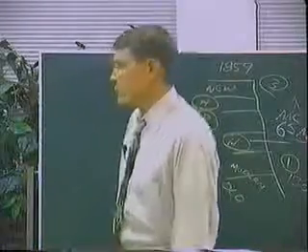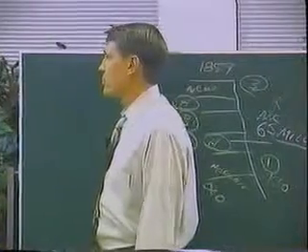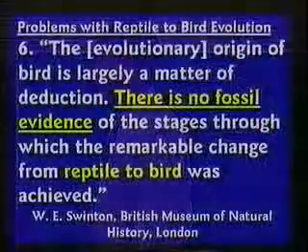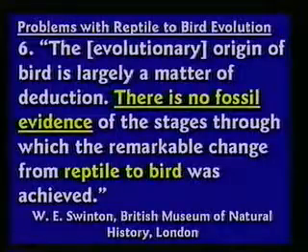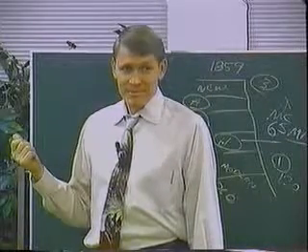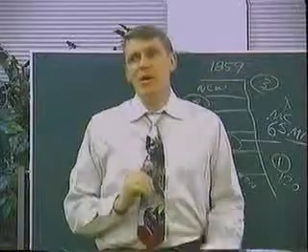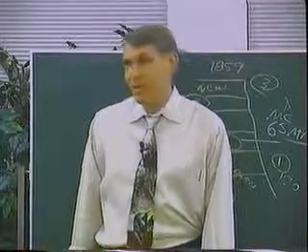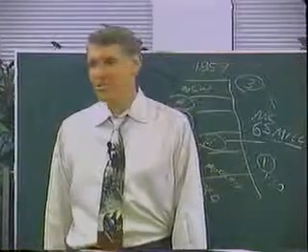Swinson, of the British Museum of Natural History, which has the largest fossil collection in the world, said, the evolutionary origin of birds is largely a matter of deduction. There is no fossil evidence of the stages through which the remarkable change from reptile to bird was achieved. Notice what he says here. He still believes in evolution, doesn't he? He thinks the change was achieved, but we just have no evidence for it. So he's not going to abandon the theory. He's just going to admit there's no evidence. Well, that's, I suppose, step 1. I doubt he'll ever take step 2 because he loses his job, but he did take step 1. There is no evidence for it.